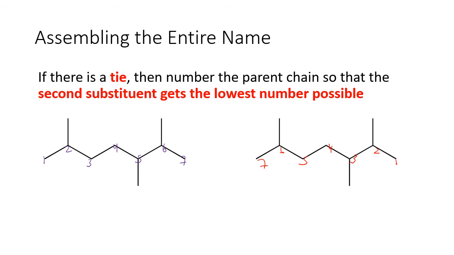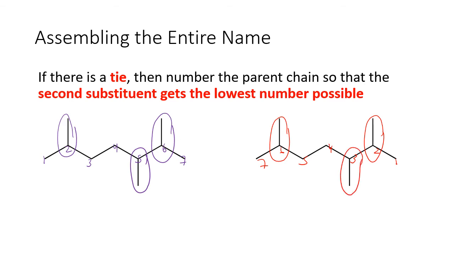Now, notice on both of these molecules, there is a tie. We have a methyl group at 2, we have a methyl group at 6. So the first substituent came up at 2 either way. So then we want to look at all the other substituents. If we numbered with the purple side on the left, we have a substituent at 5, versus if we numbered it from the right in the red, we had one at 3.